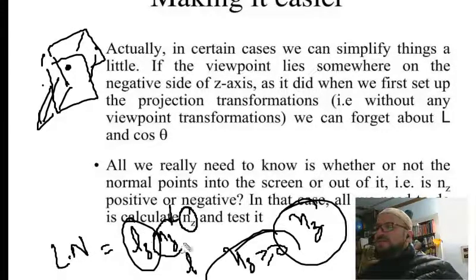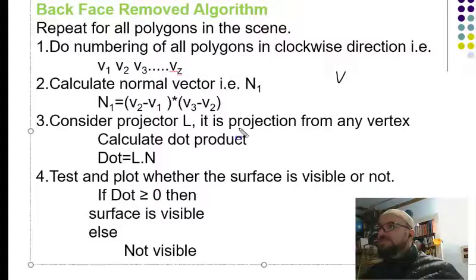So the sign of n of z in this multiplication tells us whether the point is on a back face or on a front face. So this is our algorithm for the back face removal algorithm, and that too for all the polygons.